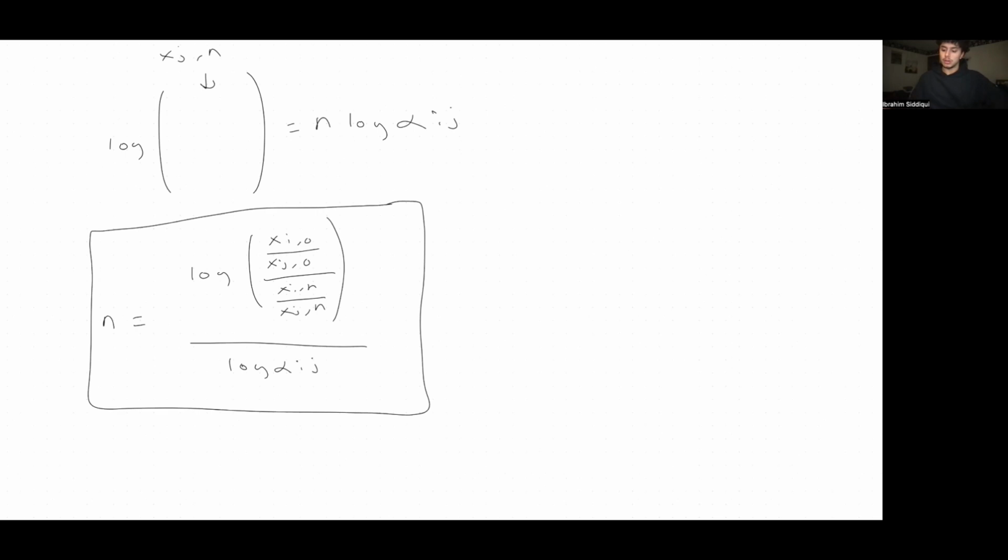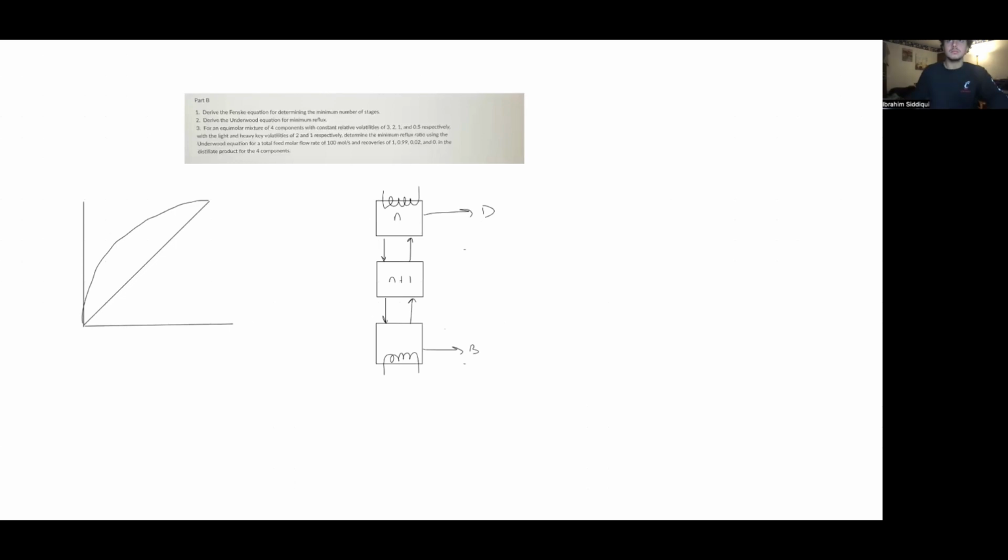And we go ahead and move on to part B. Okay, so we are moving on to part B of the second part of this homework, and this is going to be deriving the Underwood equation for minimum reflux.